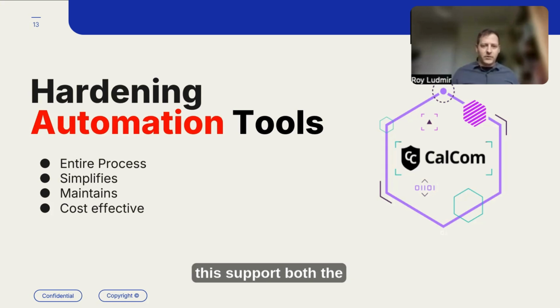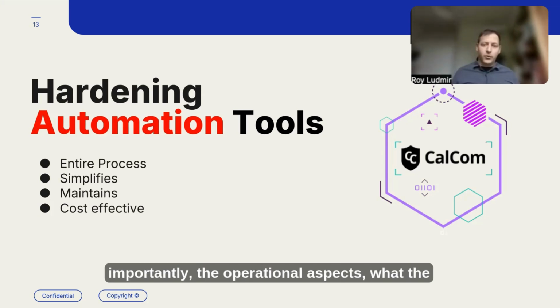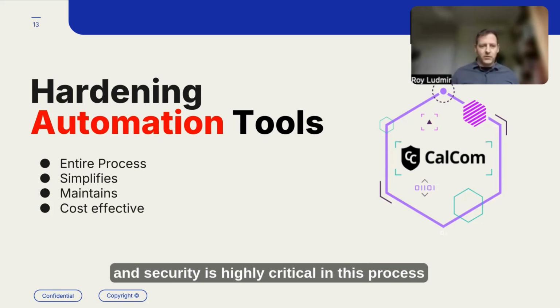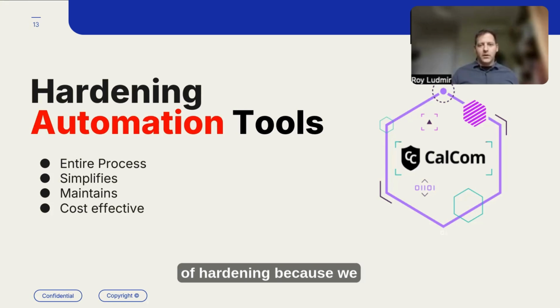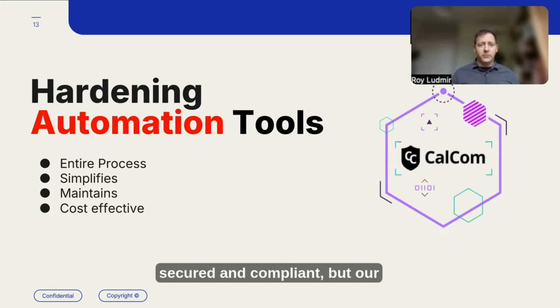How can this support both the security aspects of the hardening, but more importantly, the operational aspects, what the infrastructure engineers need in order to perform the hardening in a proper way. And finding this thin line between operations and security is highly critical in this process of hardening, because we don't want to be in a situation where, yes, our servers are secured and compliant, but our infrastructure is down. So that's a very important thing to remember.